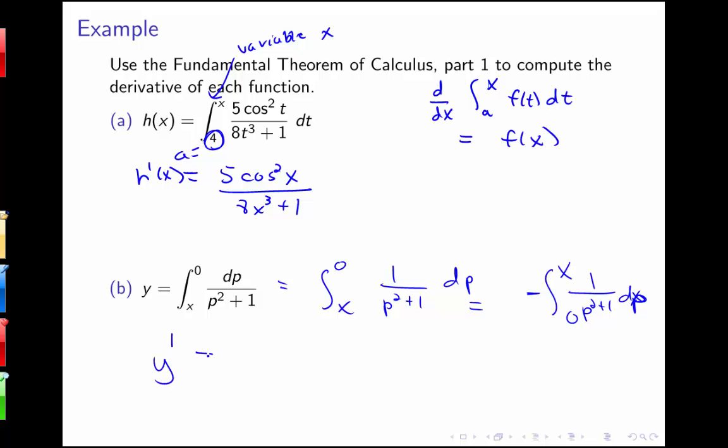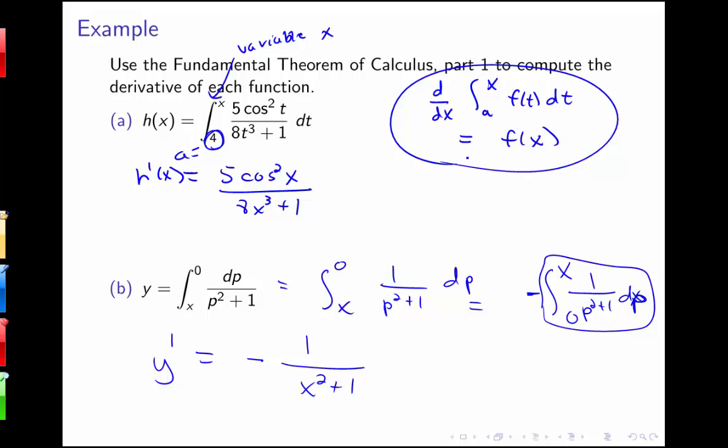So now y prime is equal to negative. I can pull out that constant. Remember, taking the derivative of this function, the integral from 0 to x, I've got a negative sign times a function. So negative is just a constant, so it's negative times the derivative of this, which is 1 over x squared plus 1. Okay, so these kinds of problems are pretty straightforward. We're just doing a straight application of this rule.